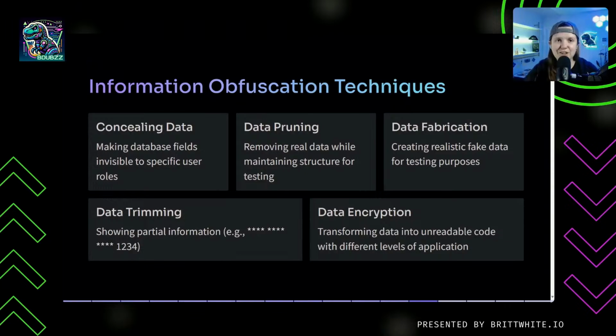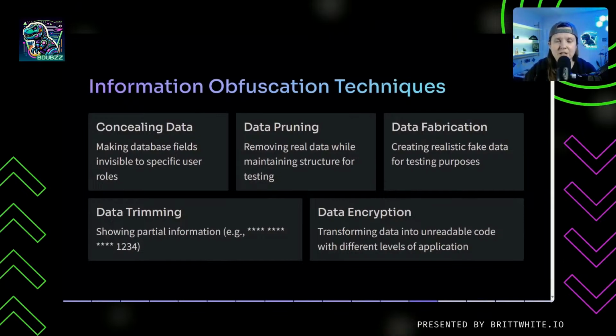This is making certain database fields completely invisible to specific user roles, not just restricting access, they won't even know these fields exist, providing the highest level of security through complete invisibility. Next, we have information and data pruning. This is useful in testing environments. You might take a production database, remove all the real customer information, but keep the empty fields visible. It's like having the blueprint of a building without showing who works in each office.